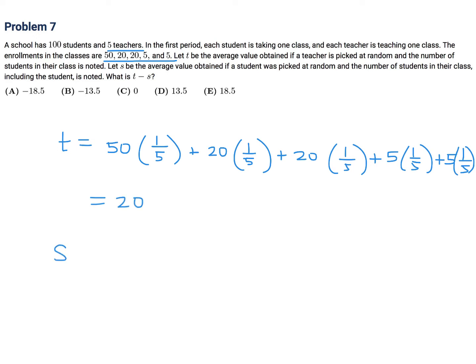Now S is a little bit different. S is right here. Average value obtained if a student was picked at random and the number of students in their class, including the student, is noted.